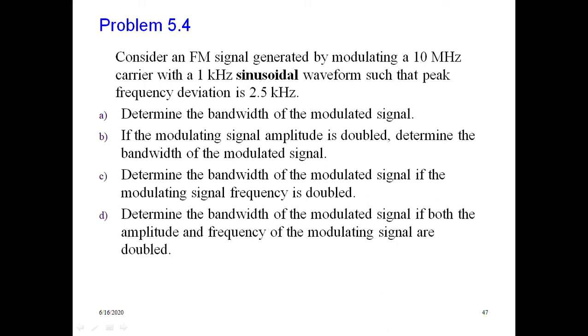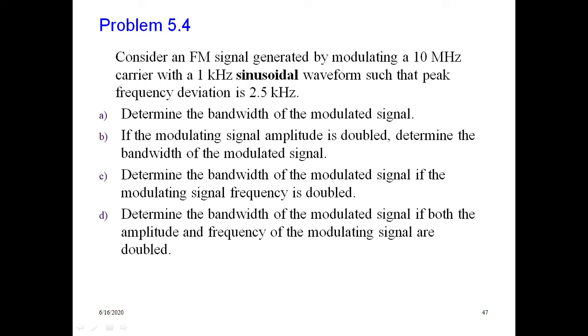Alright, so let's see example 5.4 in the book. Consider an FM signal modulating a 10 megahertz carrier with a 1 kilohertz sinusoidal waveform. So fm is 1 kilohertz, Fc is 10 megahertz, and the maximum frequency deviation, delta F max, is 2.5 kilohertz. Determine the bandwidth of the modulated signal. This one uses Carson's formula.